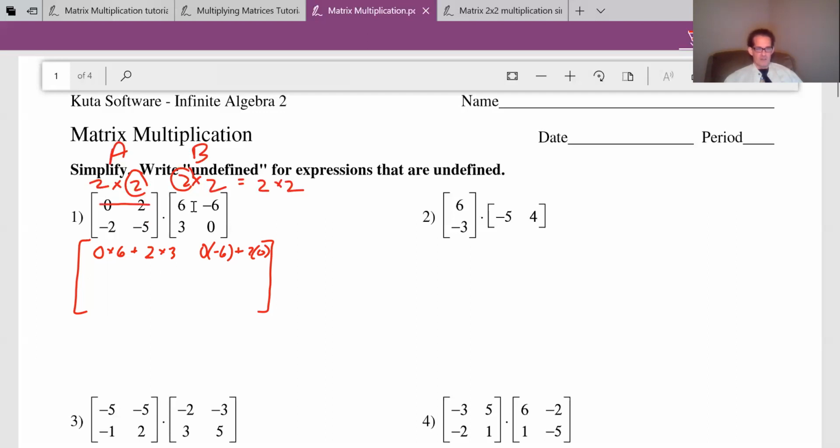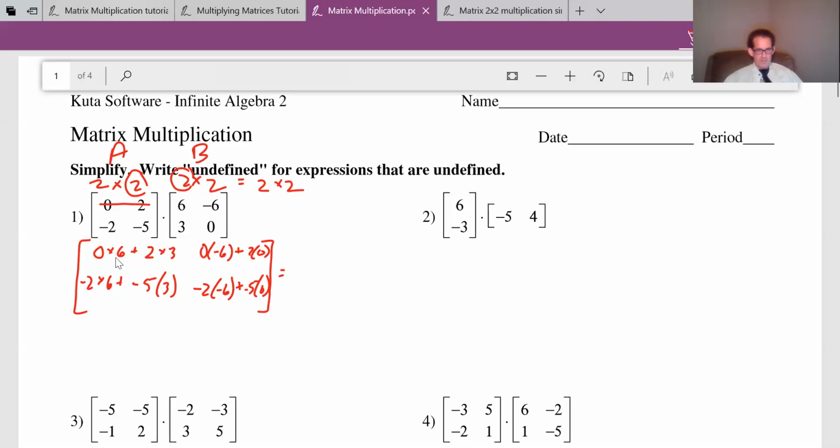Now I have to do the next row by column by column. So this row times this column, this row times this column, and then we'll simplify the matrix over here. So I have -2, and I'm going down. So -2 times 6 plus -5 times 3, okay? So I'm done with that column. Now I go to the next column, -2 times -6, okay? Plus -5 times 0. Okay, so let's simplify it.